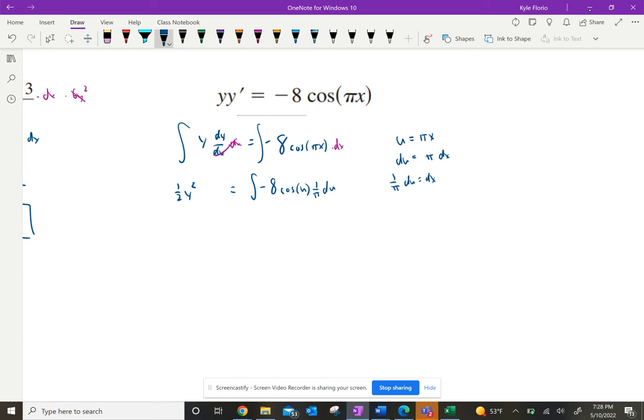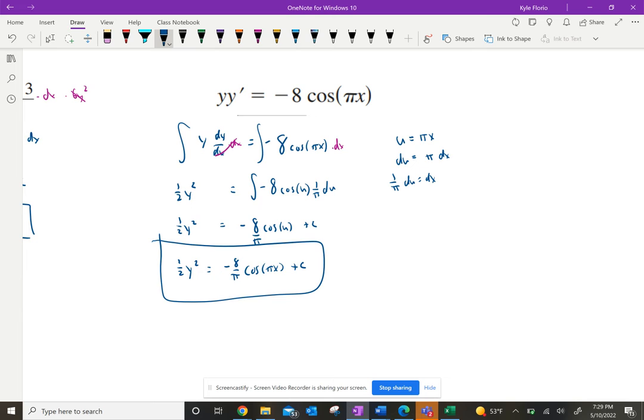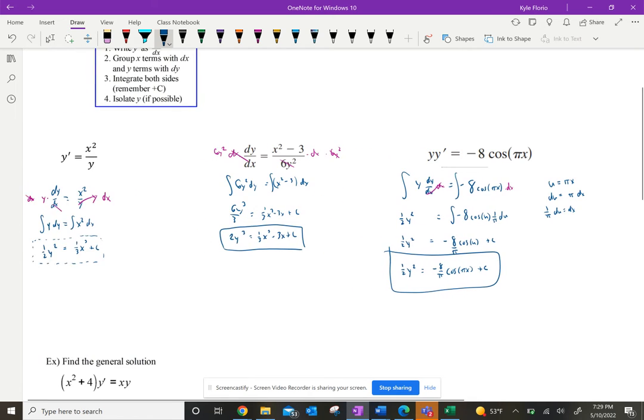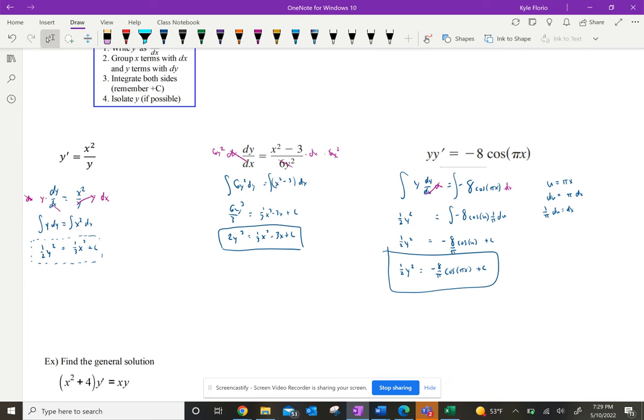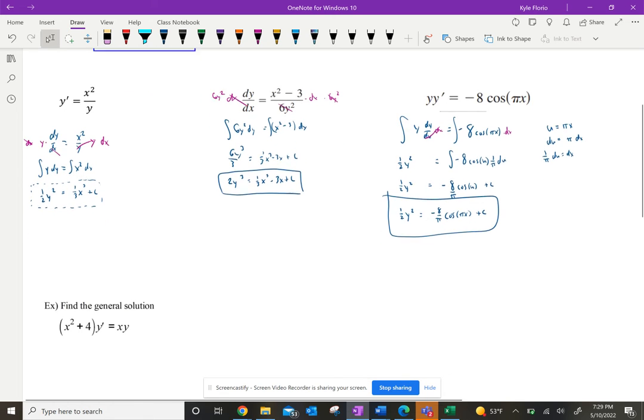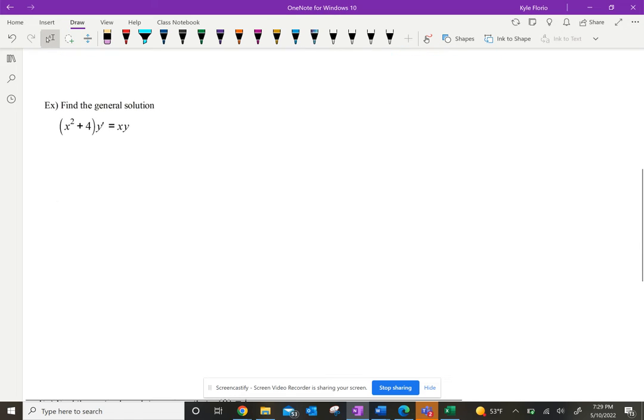So that's going to give us 1/2 y squared equals, now the antiderivative of cosine is sine. So it's going to be negative 8 sine of u plus c. Oh, and we still have this over pi. So the last thing to do is just replace the u in terms of x and we're done. So negative 8 over pi sine of pi x plus c. That is the solution to that differential equation. So straightforward examples: collect your x's, your y's, and then integrate. And you might need a u substitution, which we can do.